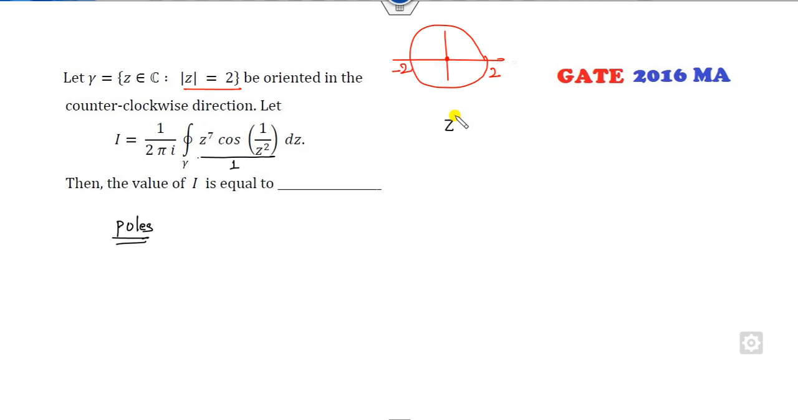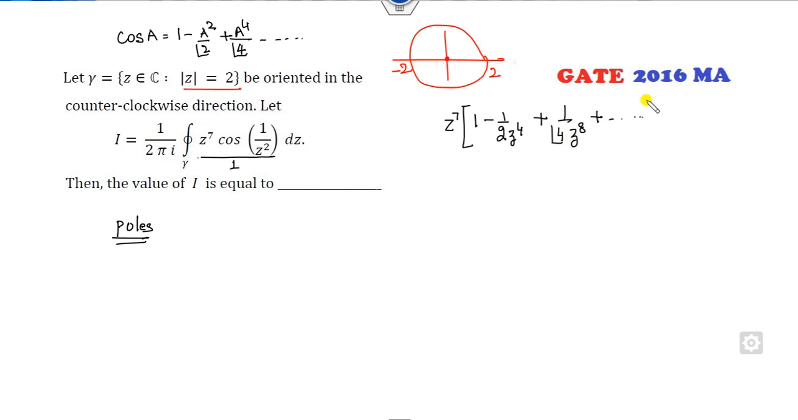So I can expand the cosine series. You know what is the cos of A? 1 minus A square by 2 factorial, plus A to the 4 over 4 factorial, minus and so on. So this is 1 minus 1 over 2 Z squared plus 1 over 4 factorial Z raised to power 4 minus 1 over 6 factorial Z raised to power 8 plus so on. Fine. So what is that? Clearly Z is equal to 0 is my pole, because when Z is 0 it is undefined, and Z is equal to 0 is the only pole which lies here.